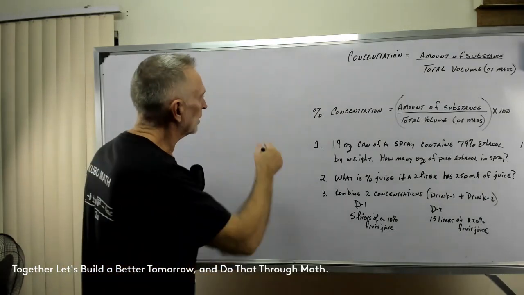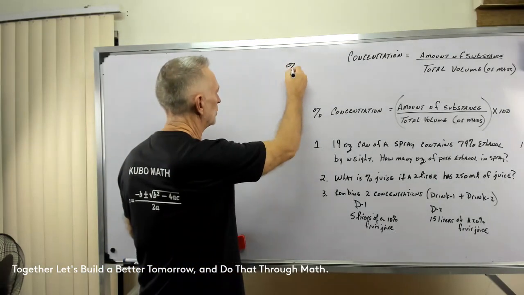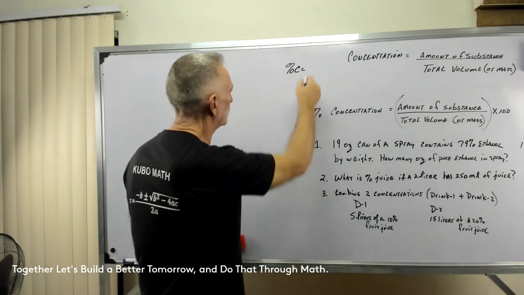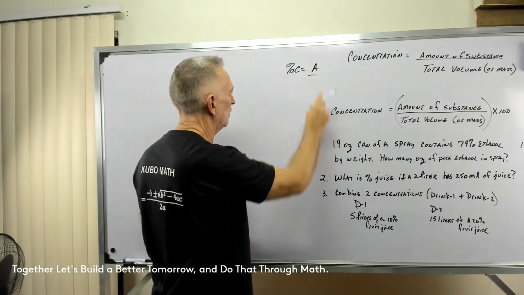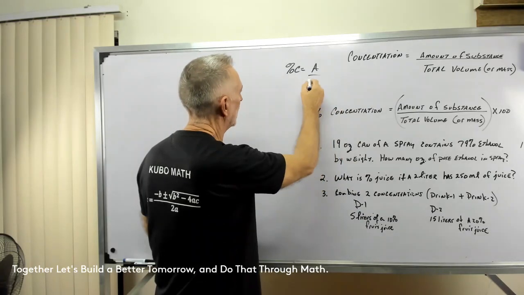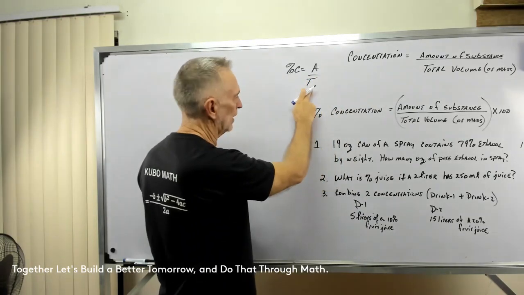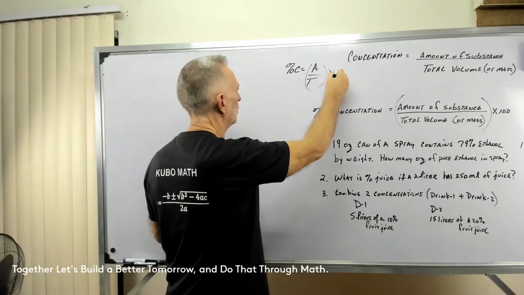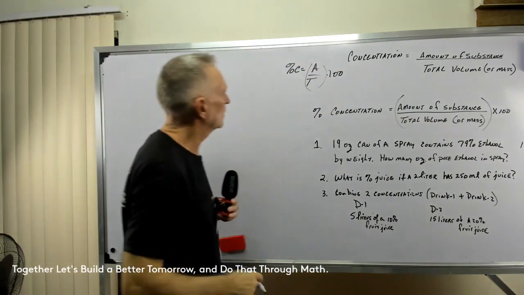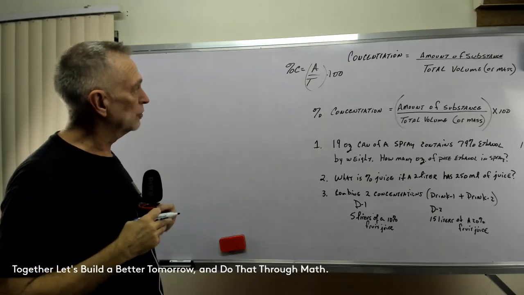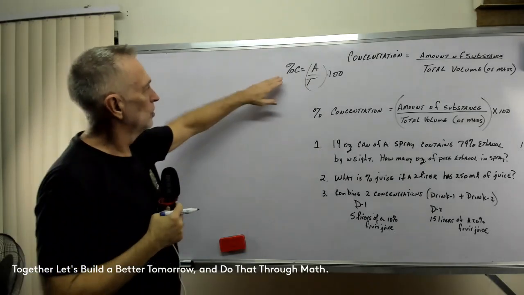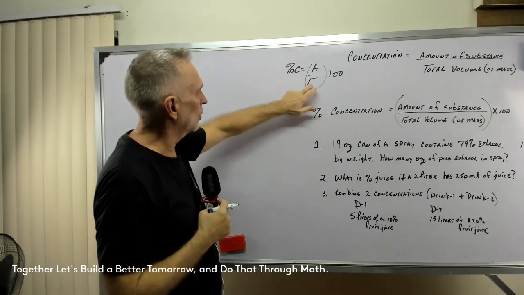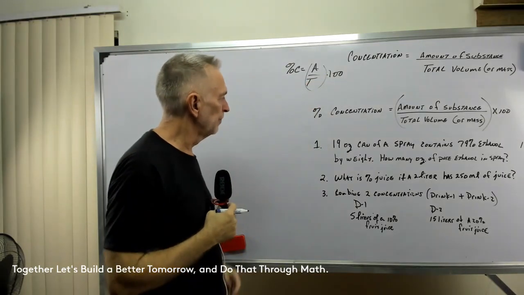So let's make a little formula here. Let's say percent C, that equals my percent concentration, and that equals A, the amount, divided by total, whether that's mass or volume, times 100. Okay, so that's the formula we're going to use. Percent concentration equals the amount divided by the total mass or total volume times 100.